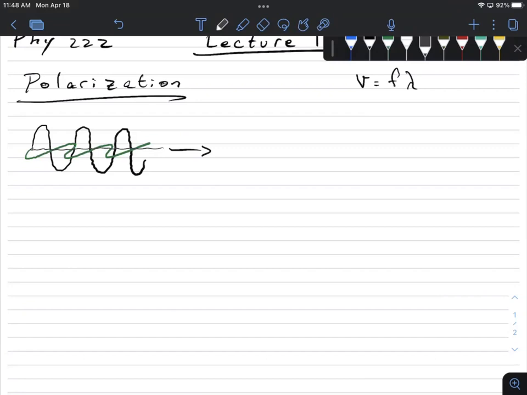Now, what polarization is, it's defined as the direction of oscillation of the electric field. So polarization is the direction of oscillation. Oscillation of what? Because obviously we have two different waves here. We have the electric field waving around and we have the magnetic field waving around. It was just chosen, because we could choose either one. It was chosen to be the electric field.